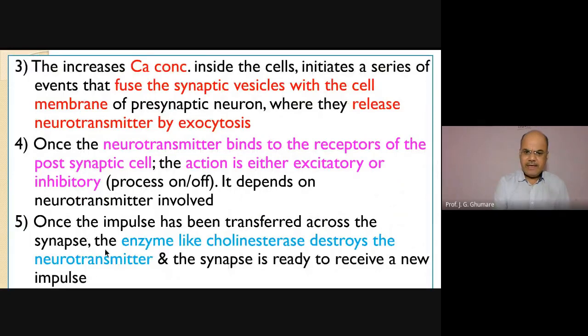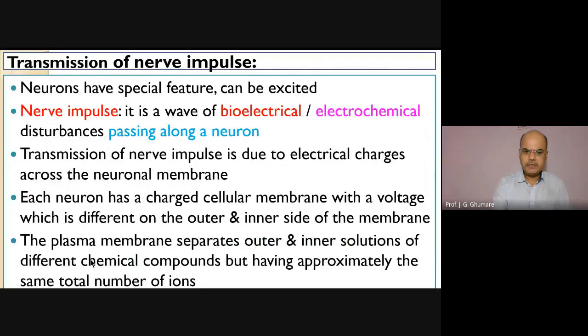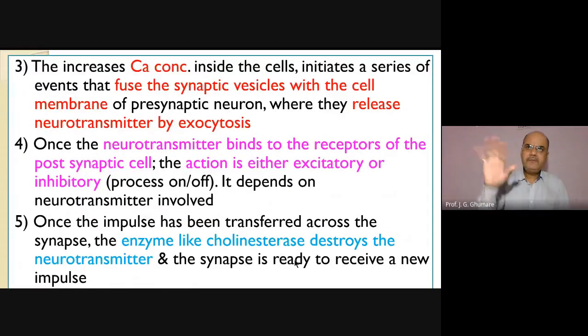The enzyme will act now. This enzyme is called cholinesterase, the one which will destroy that neurotransmitter. So remember, for one impulse, one neurotransmitter will be released. And we already discussed in the properties that this is very fast, remember. Once the impulse passes, the cholinesterase enzyme will be released, and that will destroy the neurotransmitter so that the synapse is ready for another impulse, remember.